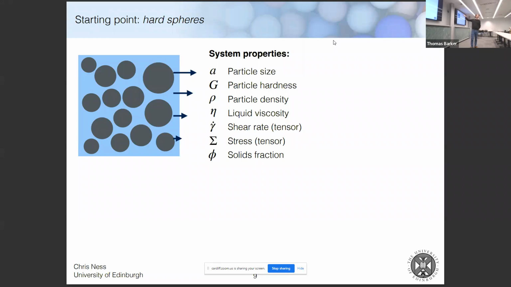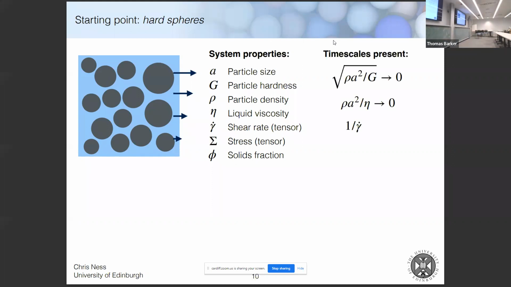The liquid I'm assuming to be Newtonian, so its only property is its viscosity. And then I have some shear rate, which is tensorial, and a stress, which is tensorial, and the solids fraction, which, like I said before, is the fraction of the total volume taken up by solids, which is going to be roughly 50%.